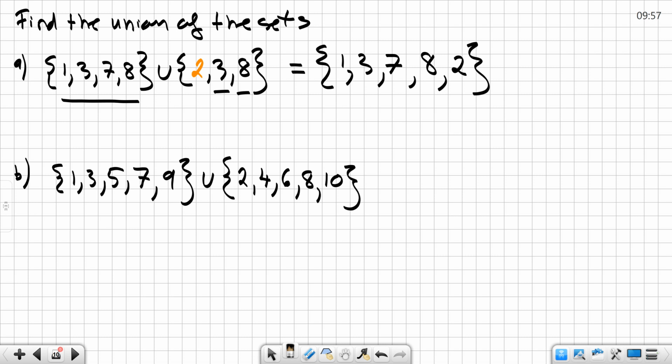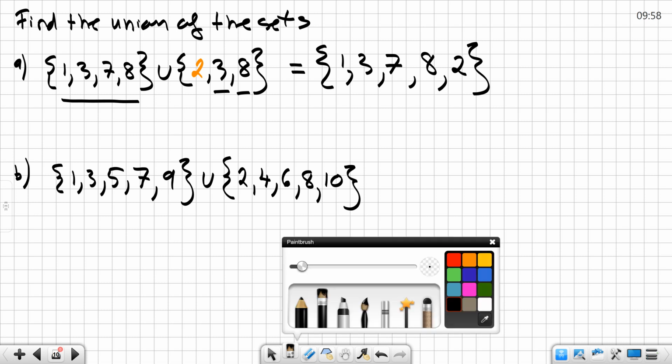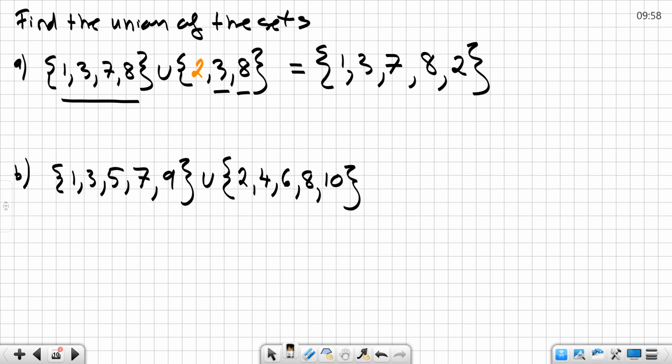Let's have a look at my second example here. The numbers 1, 3, 5, 7, 9, forming the union with the numbers 2, 4, 6, 8, 10. Now, neither of these two sets has anything in common. The first set consists of the odd numbers between 1 and 10. The second set is the even numbers between 1 and 10.